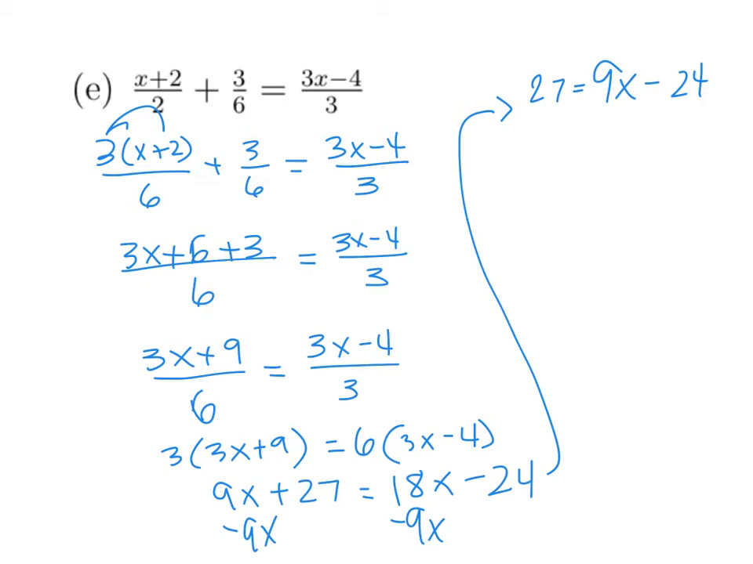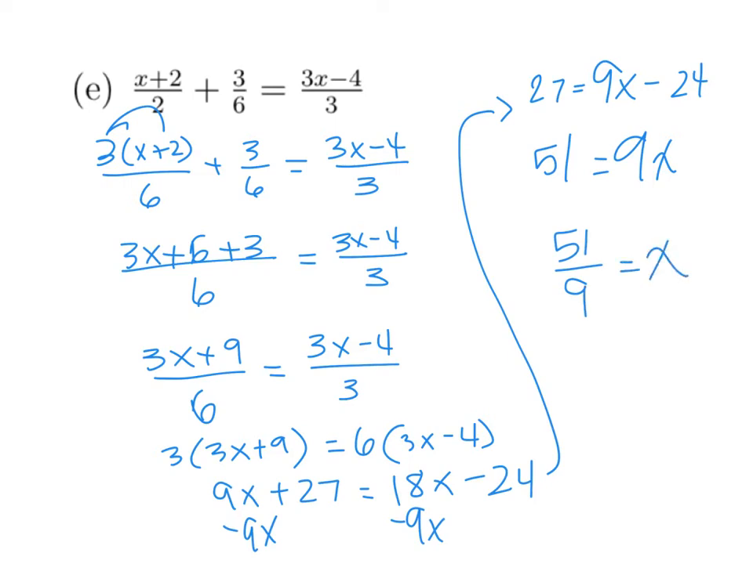I'll add 24 to each side. Adding 24 to 27, we'll get 51 equals 9x. Divide each by 9. I'm left with 51 over 9 is equal to x.